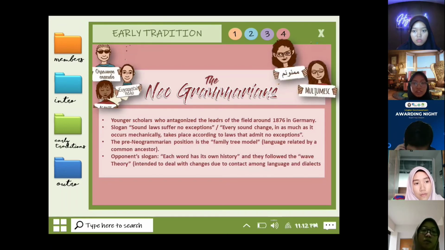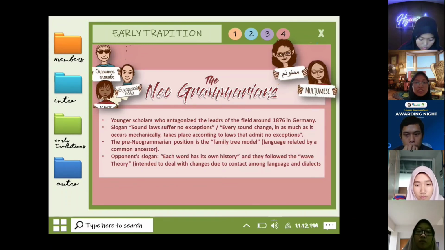By sound laws, they meant merely sound changes, but referred to them as laws because they link linguistics with rigorous science, which dealt in laws and law-like statements. Some scholars, many of them dialectologists, did not accept the Neo-Grammarian position that sound change is regular and exceptionless, but rather opposed this and the family tree model, which represents languages related by virtue of descent from a common ancestor. The opponents' slogan was "Each word has its own history." The alternative to the family tree model was the wave theory, intended to deal with changes due to contact among languages and dialects.